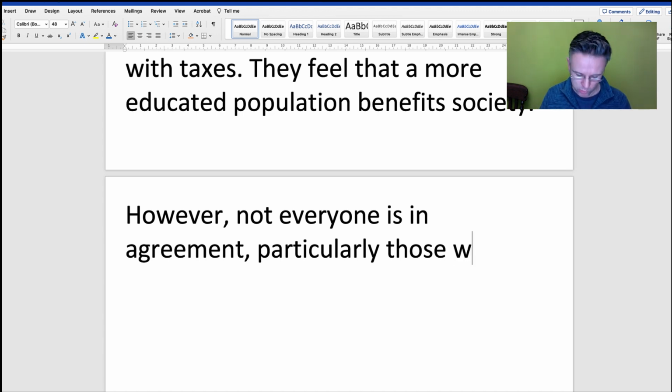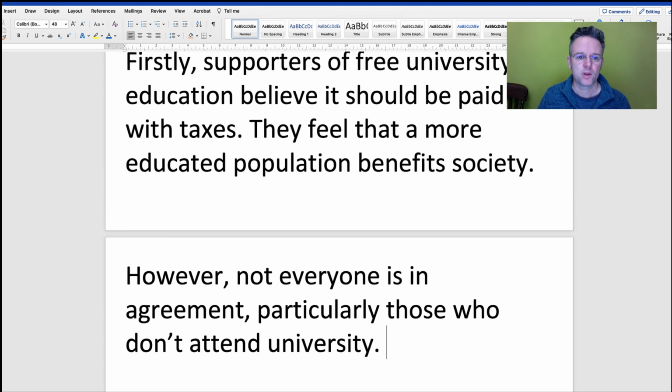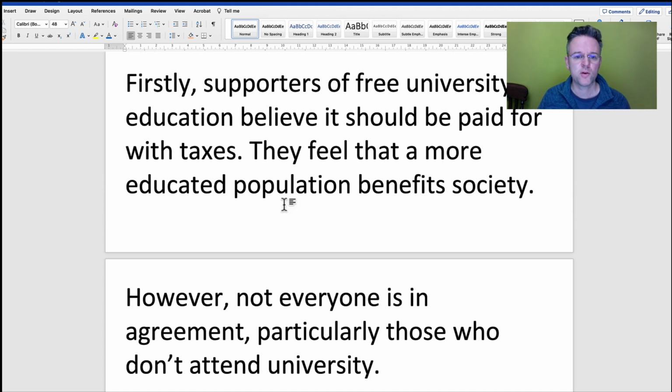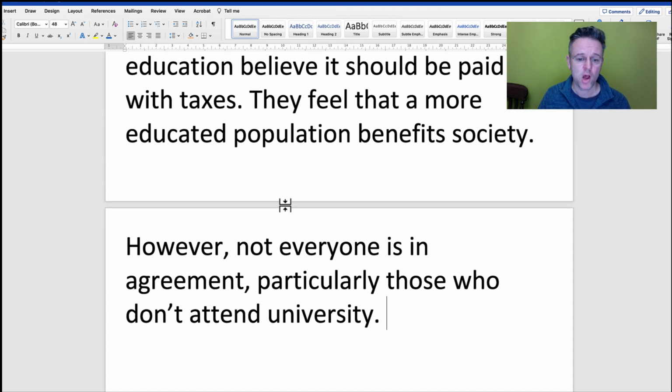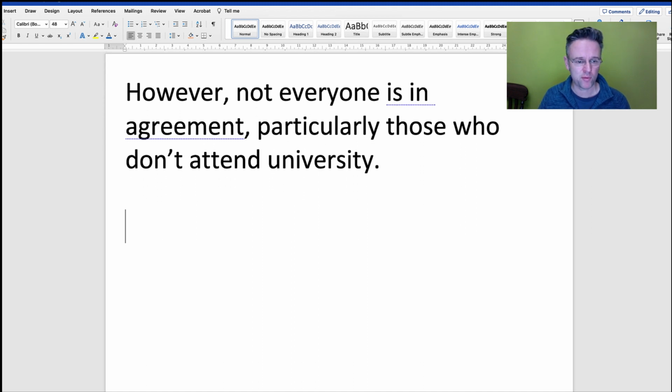Particularly those who don't attend university. Firstly, supporters of free university education believe it should be paid for with taxes. They feel that a more educated population benefits society. However, not everyone is in agreement, particularly those who don't attend university. So that's our first paragraph.